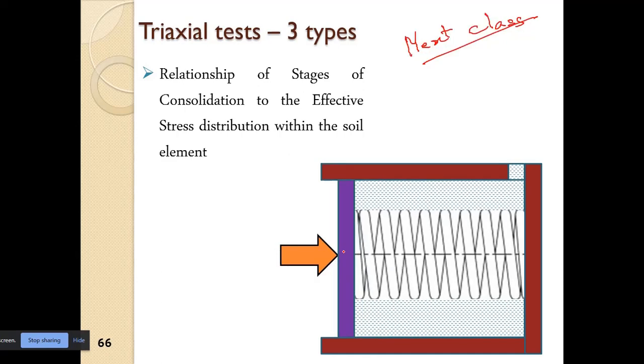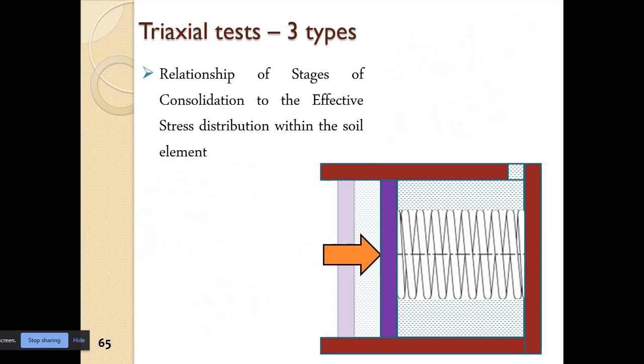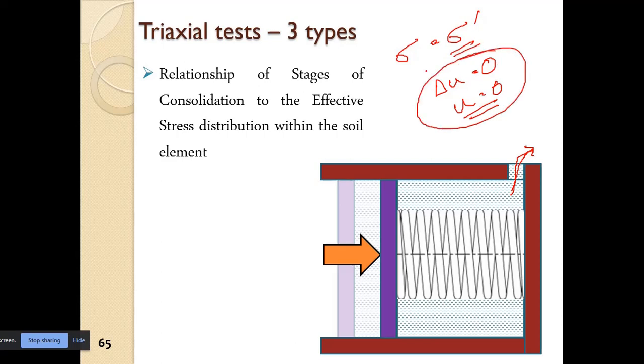Now suppose we allow the total drainage of the soil, so that the excess pore water pressure becomes equal to 0, or we can say the pore water pressure is equal to 0. In that case, the total stress is equal to the effective stress in the soil because u is equal to 0. So there is total compression in the soil relative to the load which is applied, whatever load we apply.